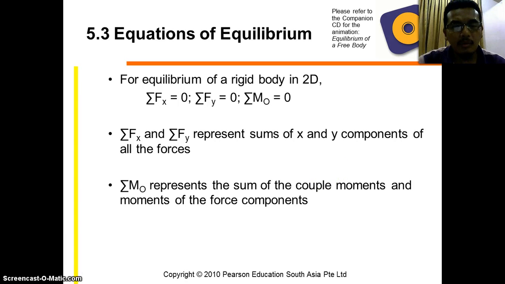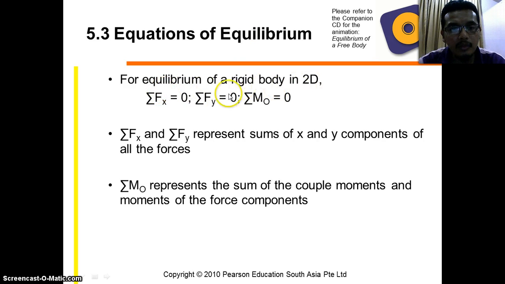So now we are continuing our lesson in this chapter number 5, equilibrium of a rigid body. Basically we already understand what the condition of equilibrium of a rigid body is, and we already understand how to draw the free body diagram. So now we move to another topic, the equation of equilibrium. We are focused on 2D.